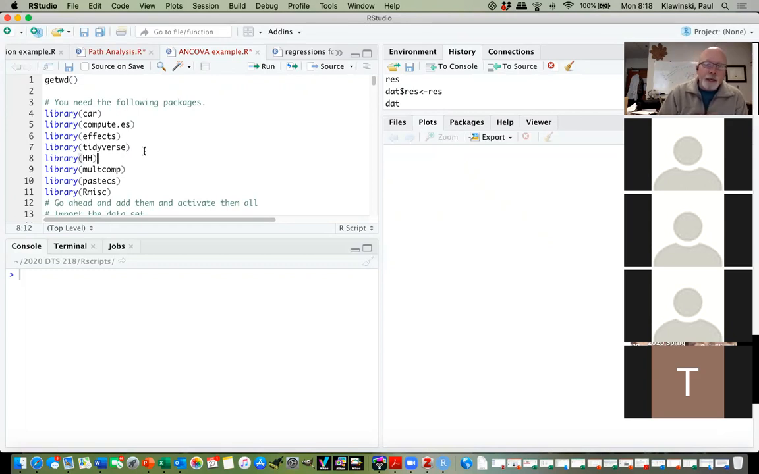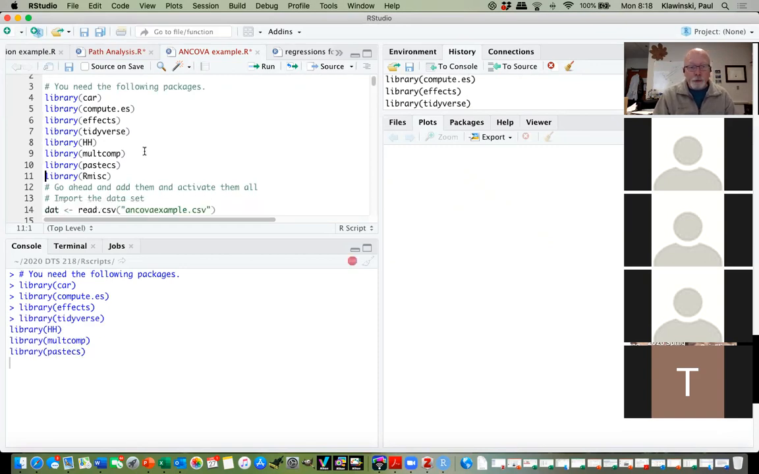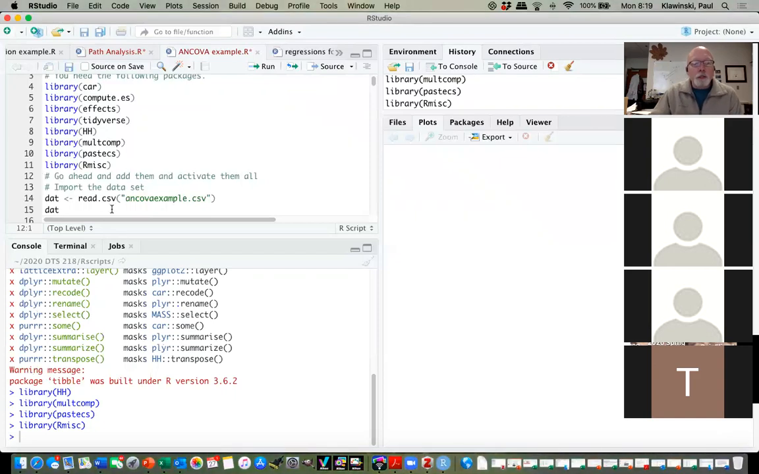HH is a package that you can use to do post hoc comparisons after things like an analysis of covariance. Same thing with multcomp. And then, of course, you need Rmisc to do things like summary calculations. So the first thing you want to do is load these up and install them if you haven't already installed them. So everything is there.